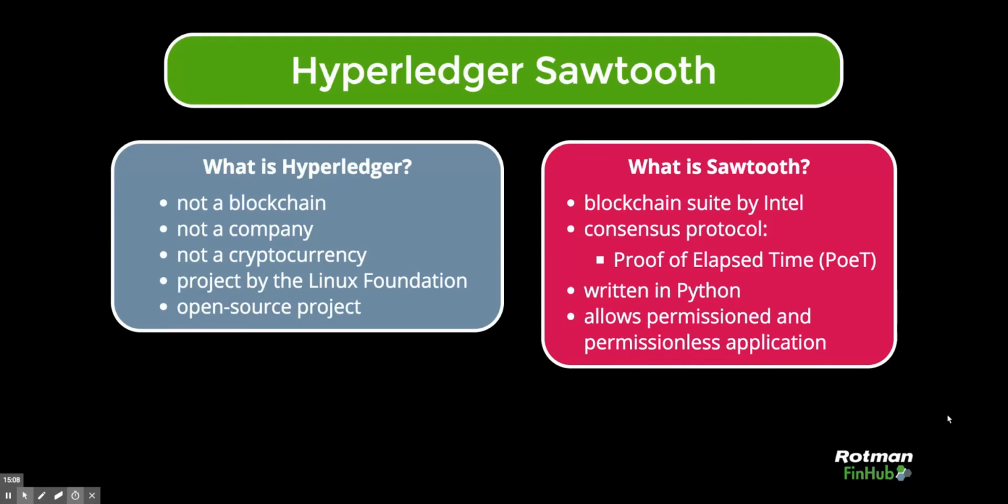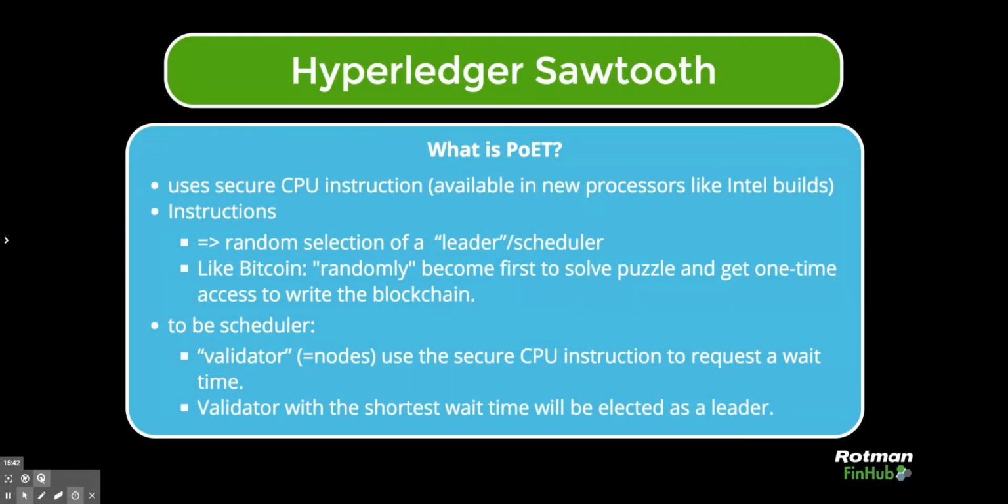The first one I want to talk about is something referred to as Sawtooth. Now, Sawtooth is a blockchain suite, so that's a set of tools which have been proposed by Intel. And what they use is a consensus protocol to update the network, which is called the proof of elapsed time. I'll come to that in a second. The whole segment is written in Python. So, for those of you who took the Python course, you'll be very happy to hear this. And this protocol allows both permissioned and permissionless applications.